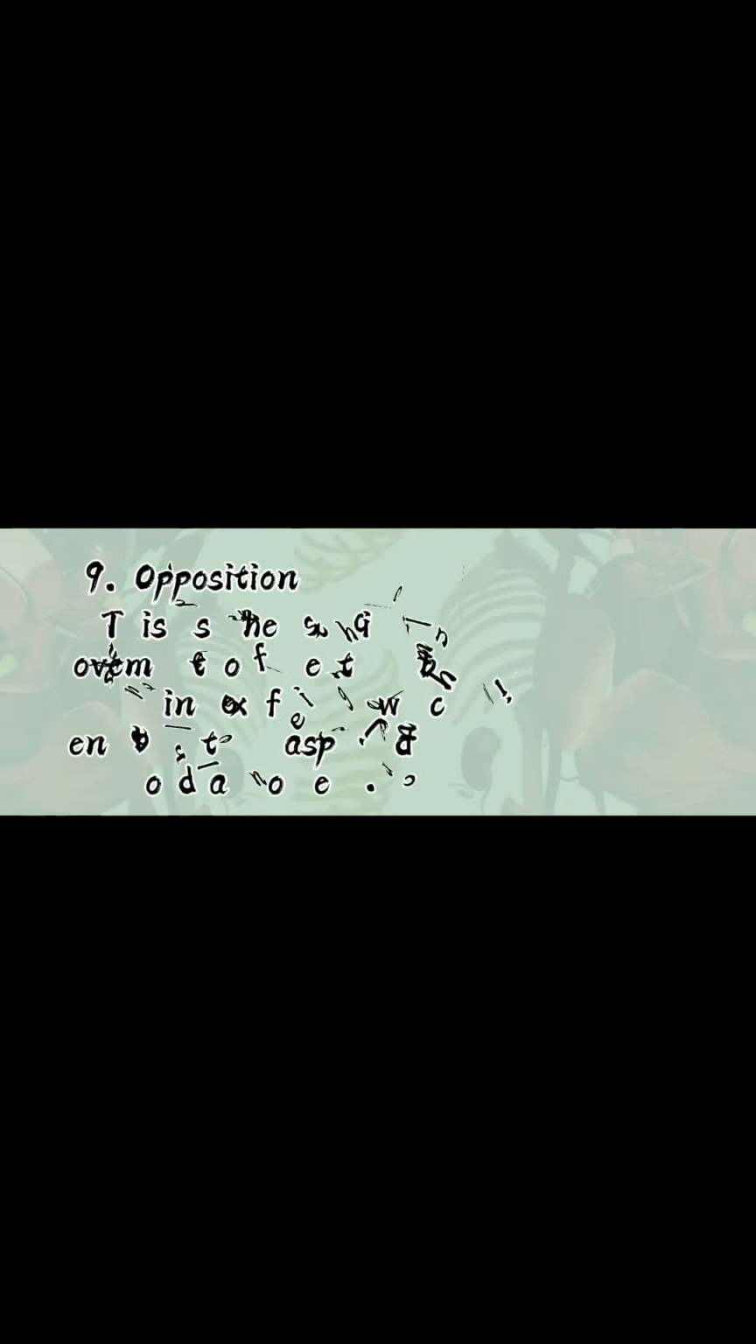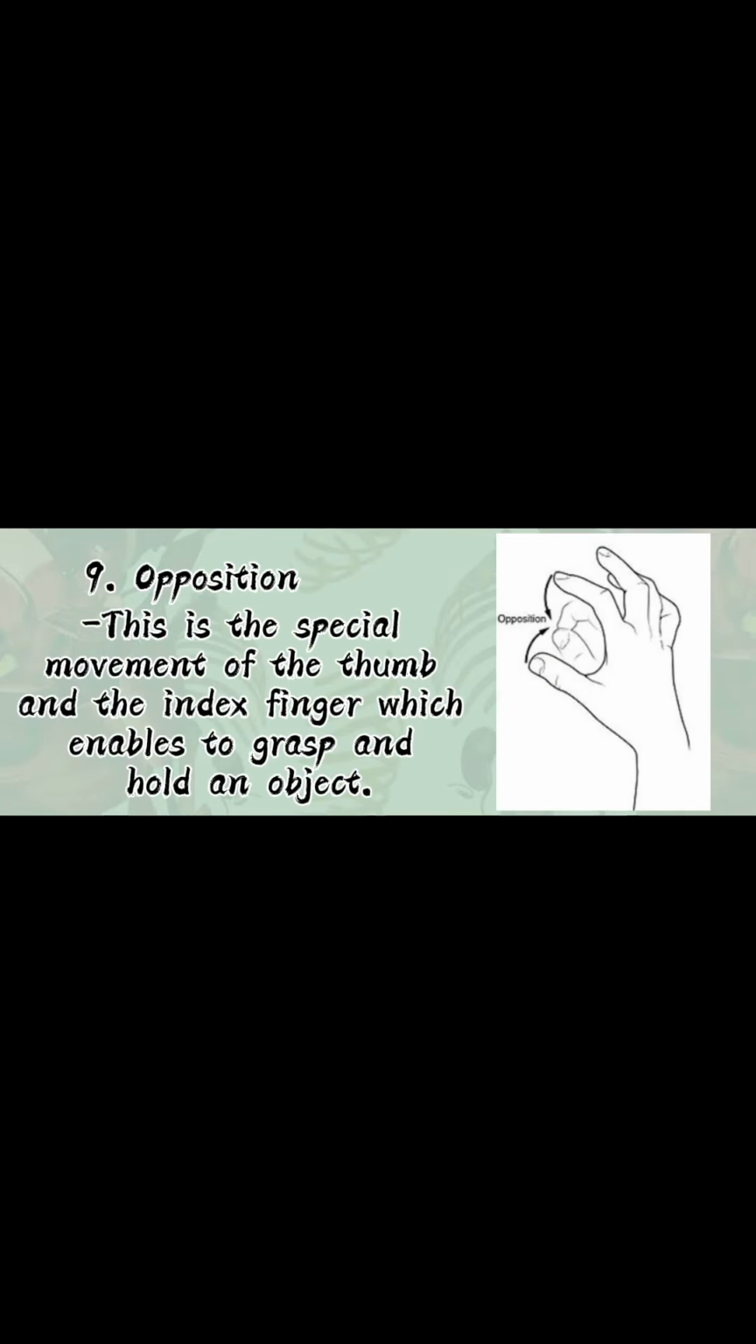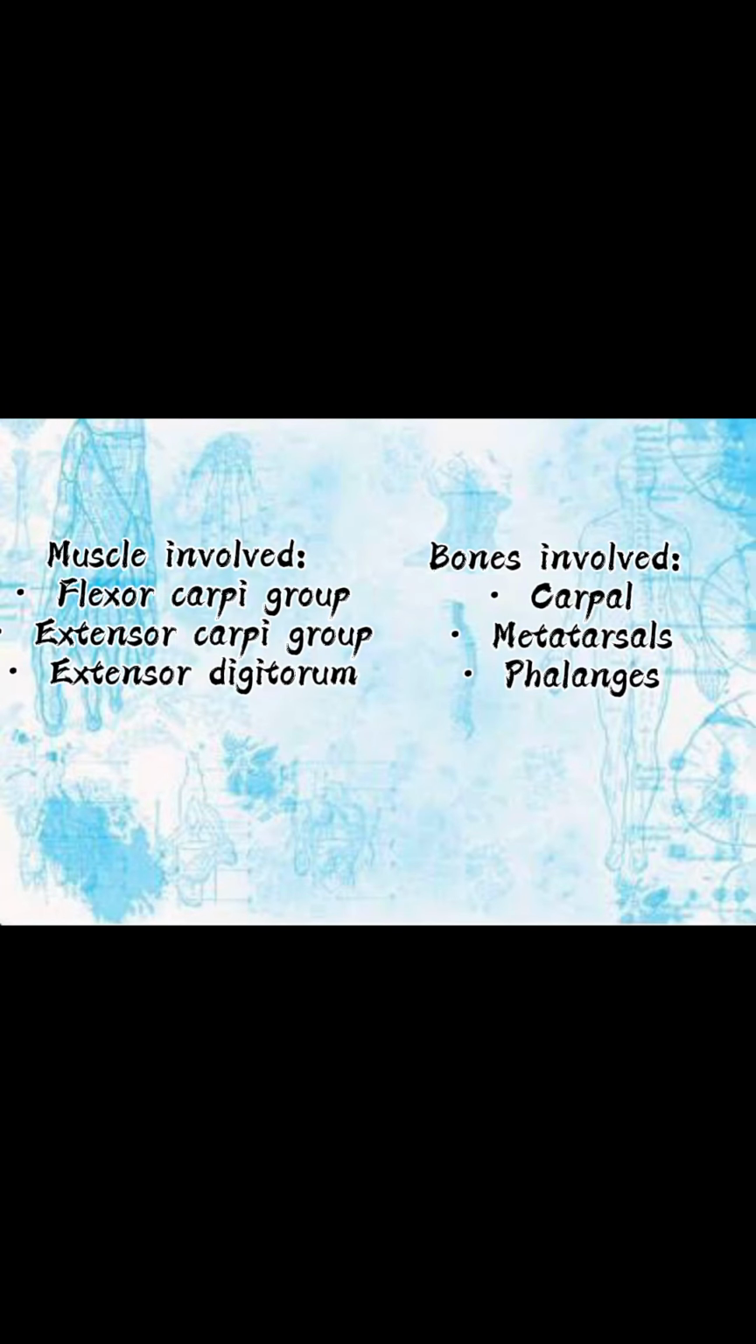The ninth movement is opposition. This is a special movement of the thumb and the index finger which enables us to grasp and hold an object. Take note, opposition movement has an antagonistic movement which is called reposition. Proper execution. These are the muscles and bones involved in opposition.